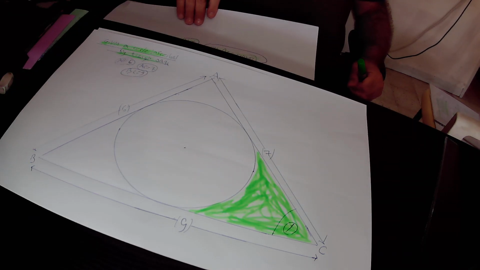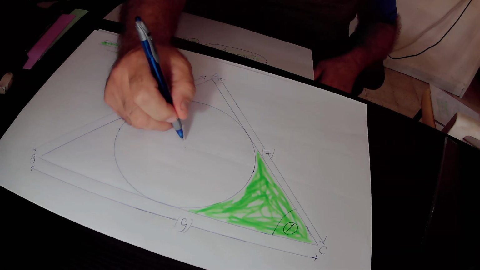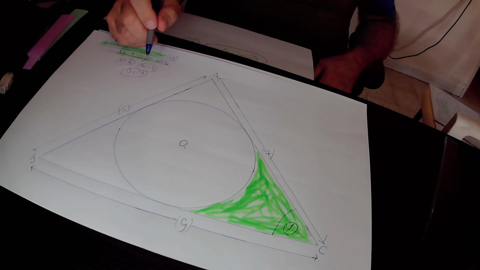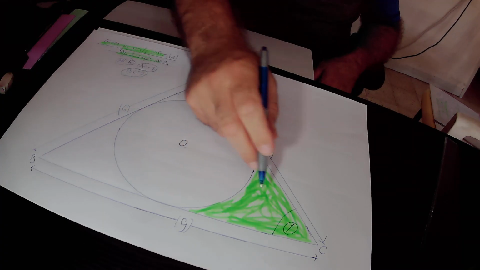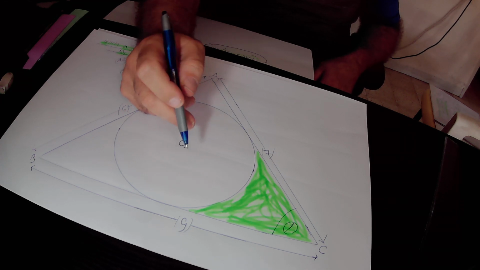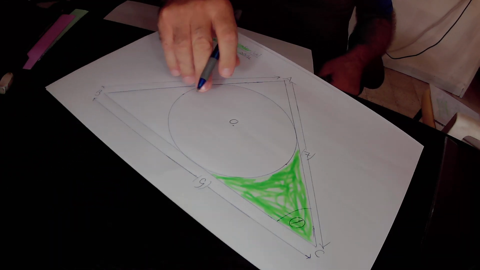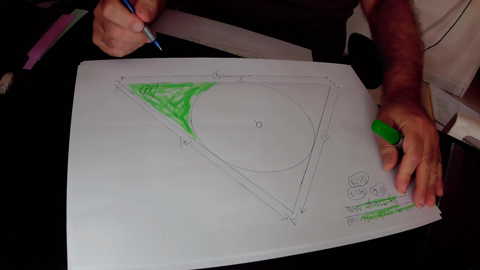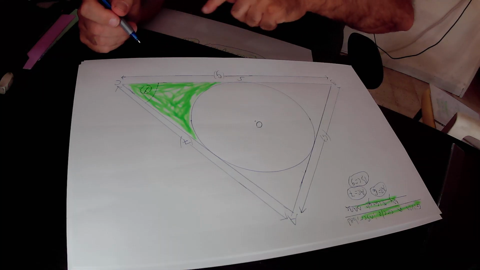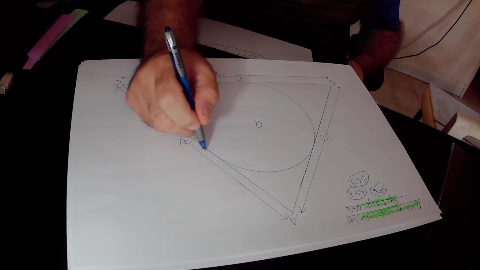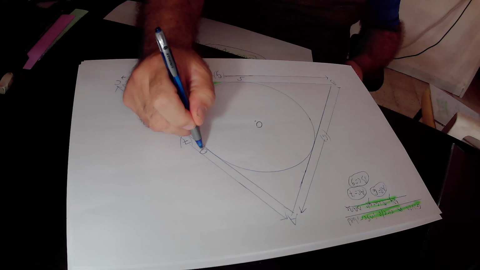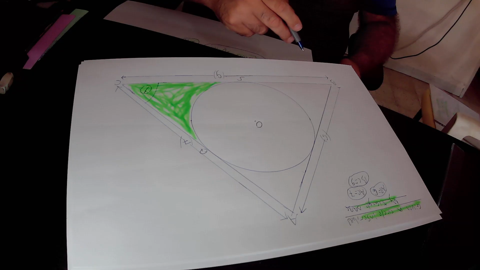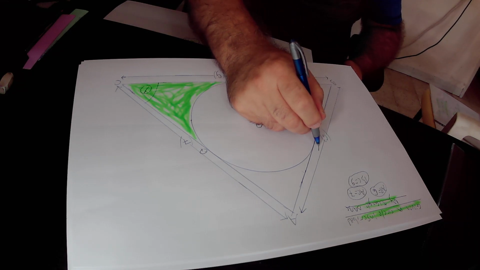In the next step, we define the center of this circle. This point is point O. We define the point of tangency of tangent BC with this circle. This point is point S. We define the point of tangency of tangent AC with this circle. This point is point Q. And we define the point of tangency of tangent AB with this circle. This point is point L.